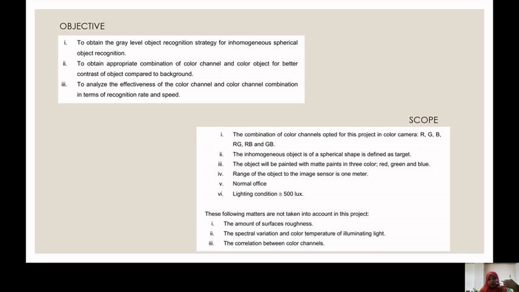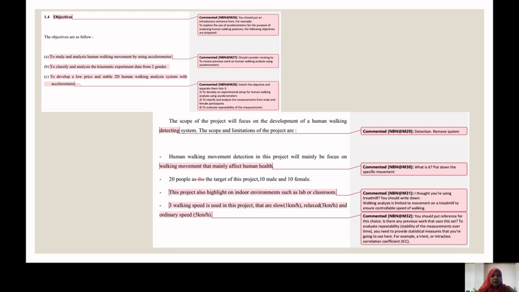So basically, when you talk about assumptions or things that are outside your boundary, it shows the reader that you actually know what you are doing, and you know the limitations of your project. Okay, this is an example of a project that can have more improvements.